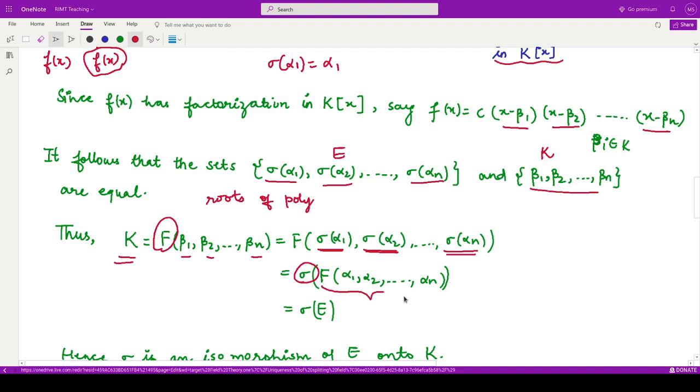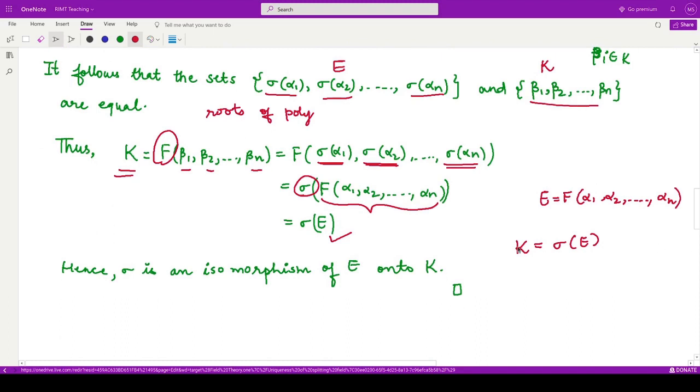And what is this thing? This is the splitting field, because E was also the splitting field of f, so it was F(alpha 1, alpha 2 up to alpha n). So this is sigma of E. So we have identified K as equivalent to sigma of E. Moreover, this mapping was an identity mapping, so it is automatically one-to-one and onto, and is a homomorphism. So we say the mapping sigma is an isomorphism of E onto K. I hope this one is clear.